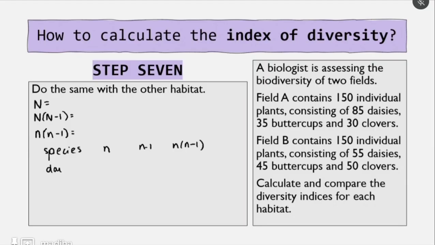Okay, so we've got daisies, buttercups, and clovers. And how many are there? There's 55, 45, and 50. So I'll let you guys work that by yourself. And then after that, we're just going to work out the whole equation.